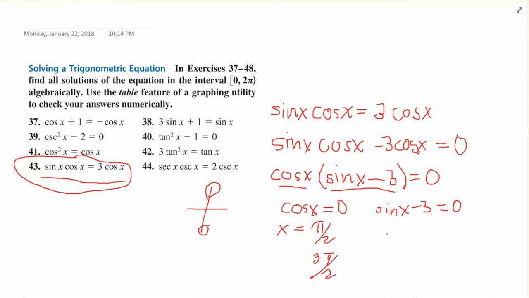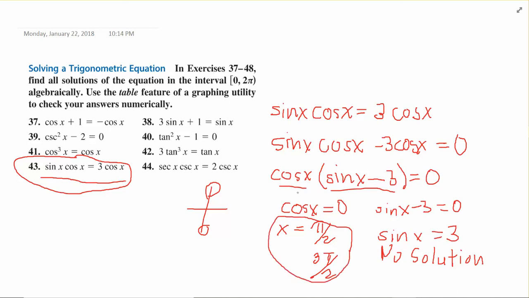Now on this one, I actually need a calculator, so I'm going to hit sine of x is equal to 3. Well, wait a minute. Sine can't be more than 1, so this part has no solution. And that happens when you've got factoring going on like this. Sometimes one of the factors is nonsense. Well, we still did get two answers out of this, pi over 2 and 3 pi over 2.